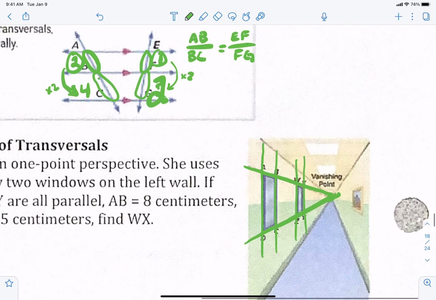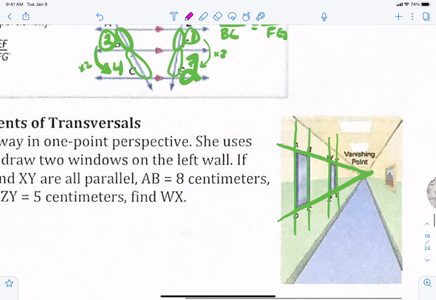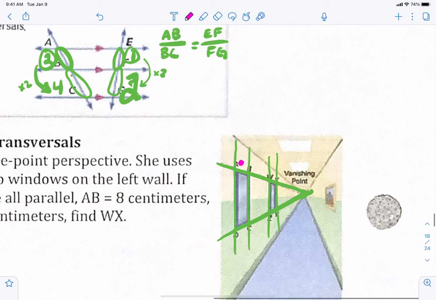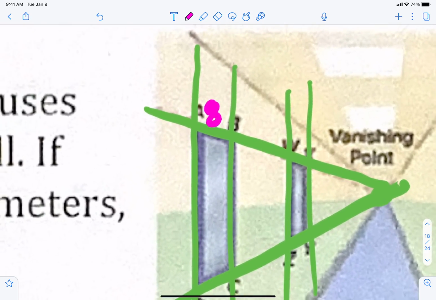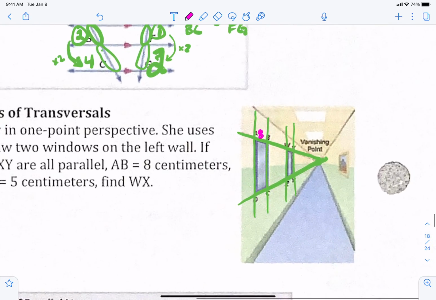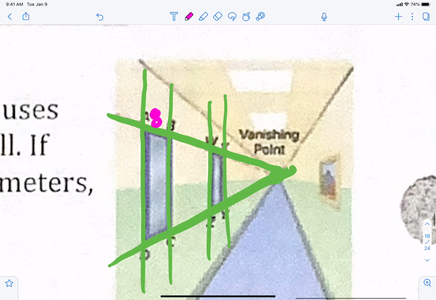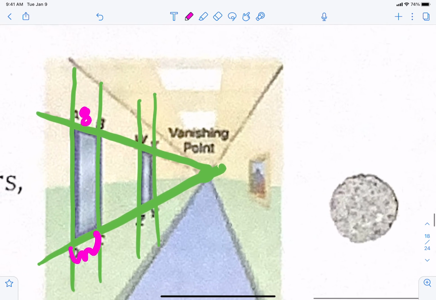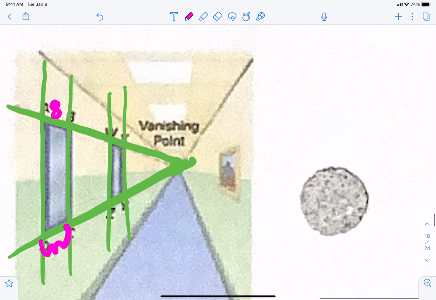Let's see some dimensions here. They have us labeling AB is 8 centimeters. So label that at the top here. AB is that top guy. Now, is the bottom also going to be 8? Yes. No. I don't know. Is it a rectangle? The window is rectangular. It has to be, or it's weird. You would think it has to be, but maybe not.